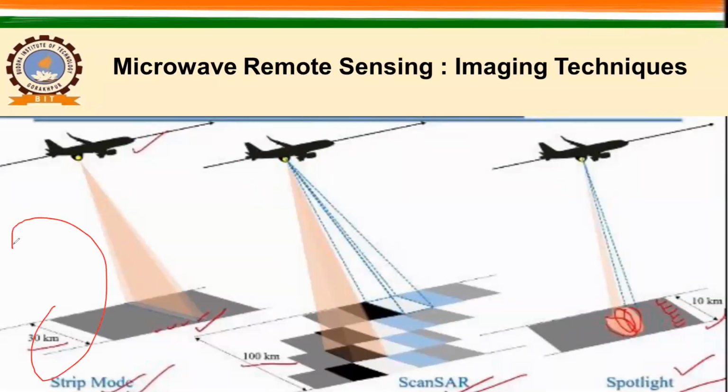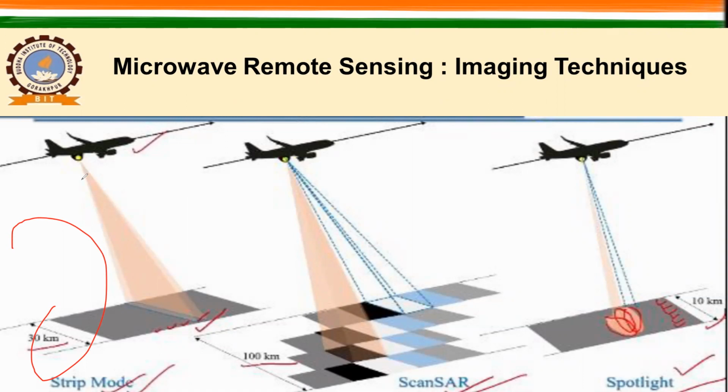This is your strip mode, right? So you can see this particular flight is carrying an active remote sensing sensor, which is illuminating this particular surface, and it is sensing this area in strips. First a strip will be generated, then the next, and so on, and subsequently using these strips, images will be formulated, right? And the next one is here, ScanSAR.